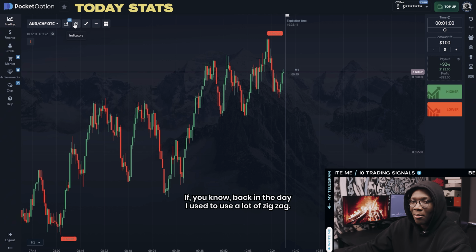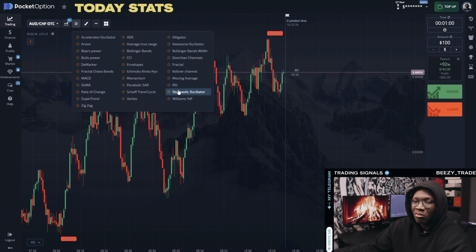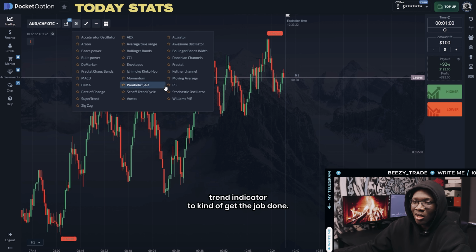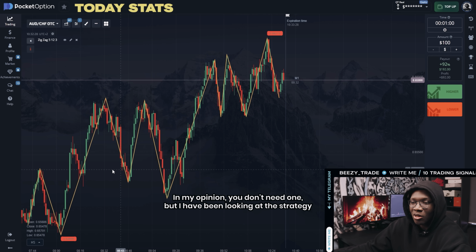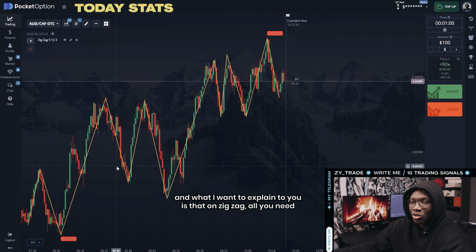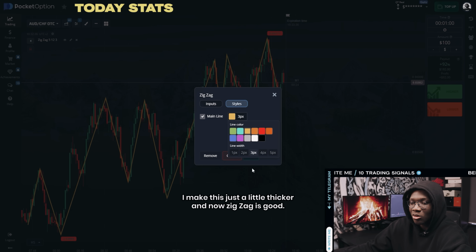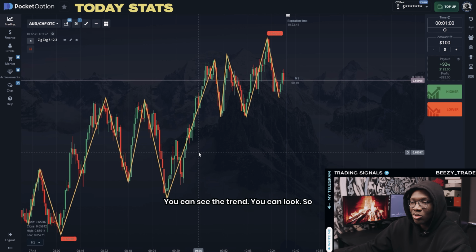Back in the day, I used to use a lot of zigzag, but as my trading strategy has evolved, I can use literally any trend indicator to get the job done. In my opinion, you don't really need one. But I've been looking at the strategy, and what I want to explain to you is that on zigzag, all you need is just a regular setting. You don't have to change anything. I make this just a little bit thicker. And now zigzag is good. You can see the trends.